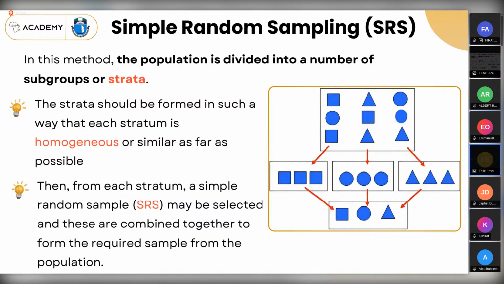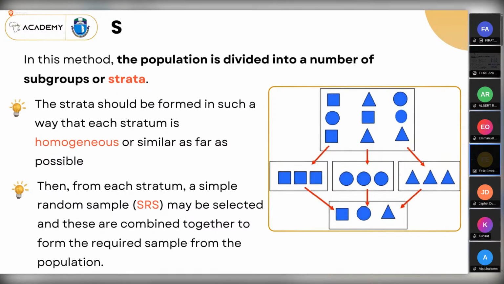Okay, so this one is supposed to be stratified sampling. I'm sorry for the heading. It's actually mixed up somehow. So this one is supposed to be stratified sampling, not the simple random sampling anymore. Okay, it's better now. All right, thank you very much.